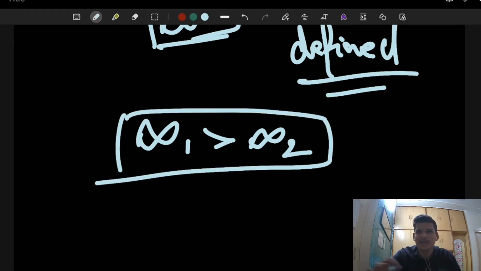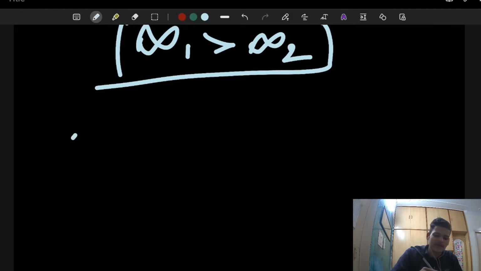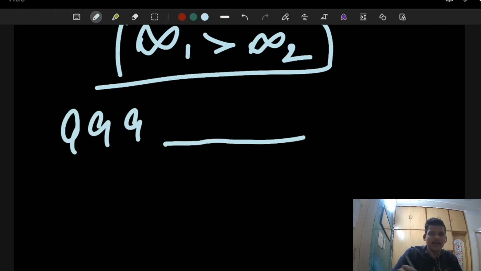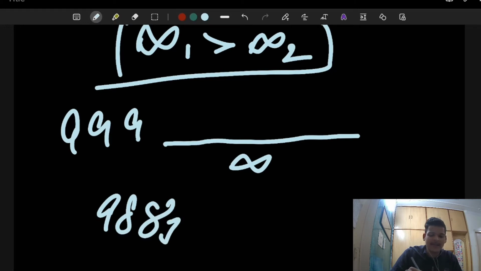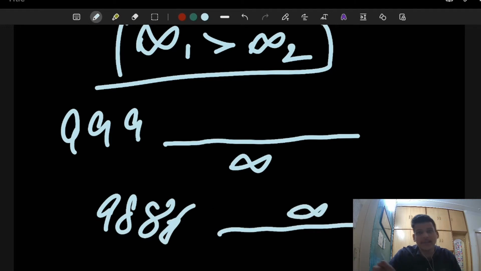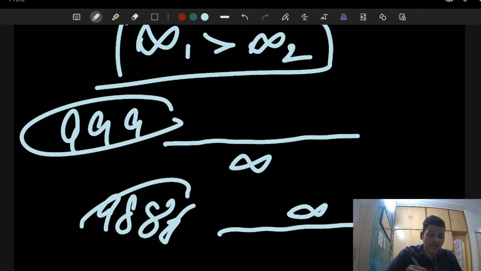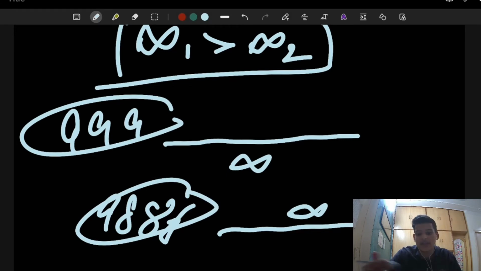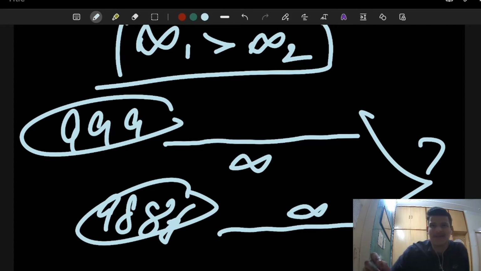This is not really hard to think of because we can think of some infinities as 9 going infinity times, and then we can think of some as 9 8 going infinity times. Clearly, this infinity is going to be greater than this infinity, but they both are infinity, huh? So how does that exactly work, right? That's not really logical or anything.